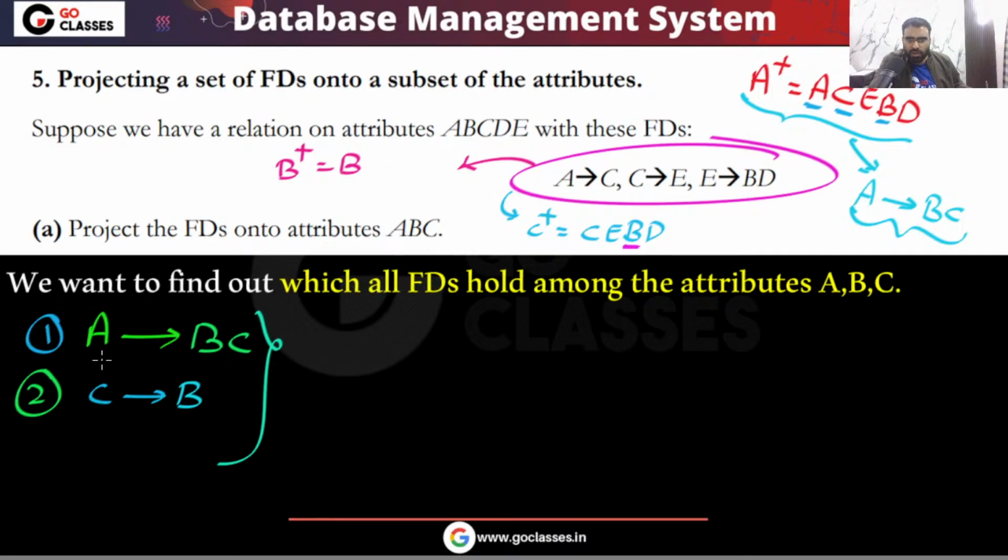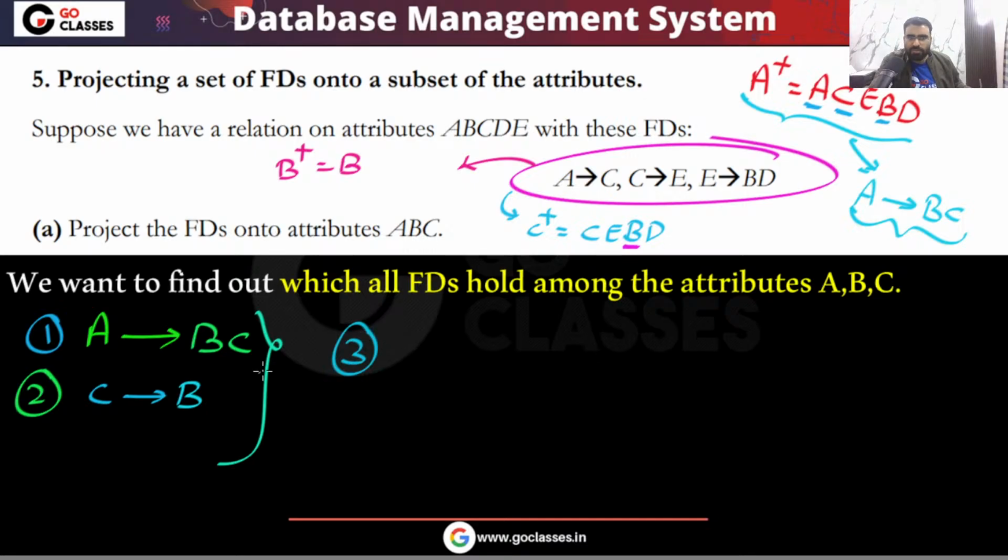Now here you can notice one thing, that among these attributes ABC, this A is a super key, this A is a candidate key, right? So now you don't have to check the superset of A, because if A is a candidate key, then its superset also will be a super key. If A is a super key, its superset also will be a super key. So we don't have to check the superset of A. Please understand.